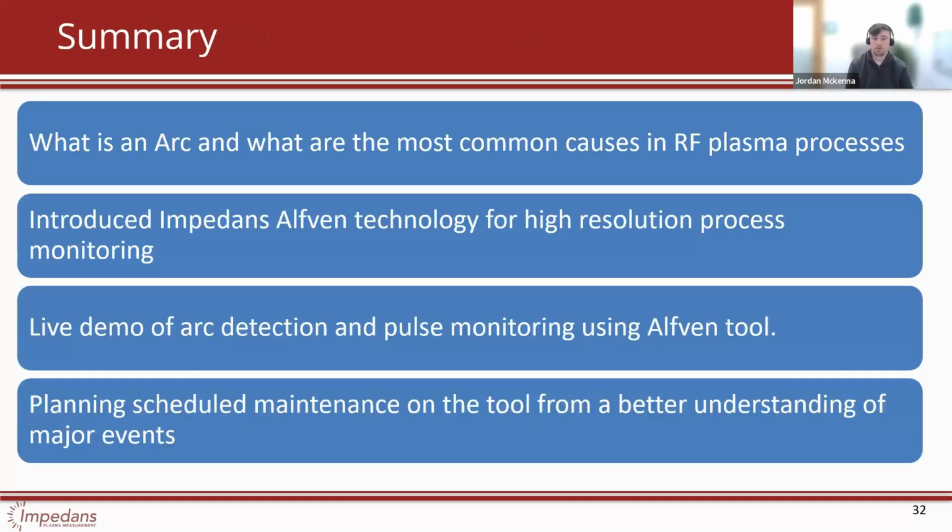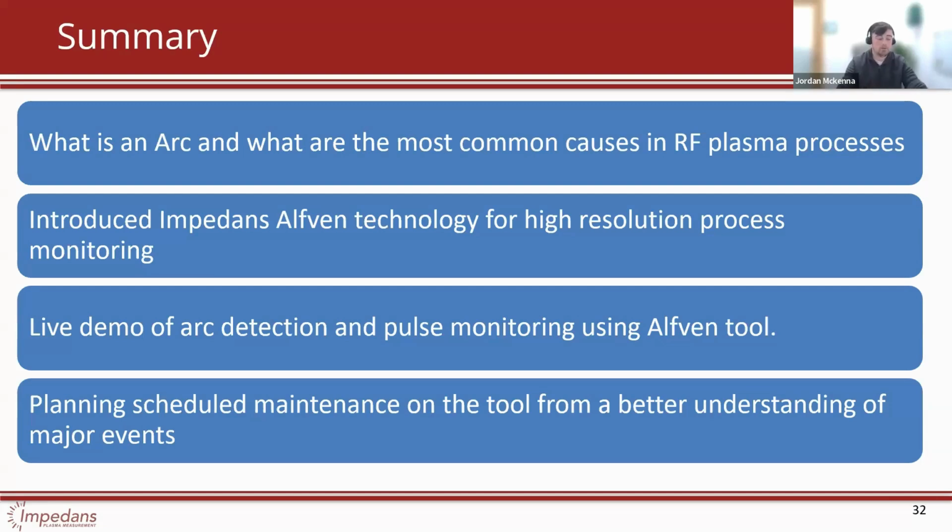So in summary, we covered what an arc is and what are the most common causes during RF plasma processes. We had a look at the Alpha technology for its high resolution process monitoring. We got to see the Alpha in action. Now, this was just single generator to an amplifier to a load, so not a whole lot we can do, but we do have some better examples. I'm going to show that now at the end. And planning scheduled maintenance on the tool from a better understanding of major events.